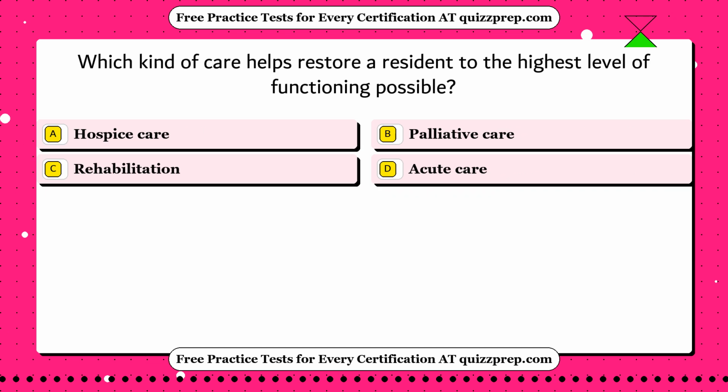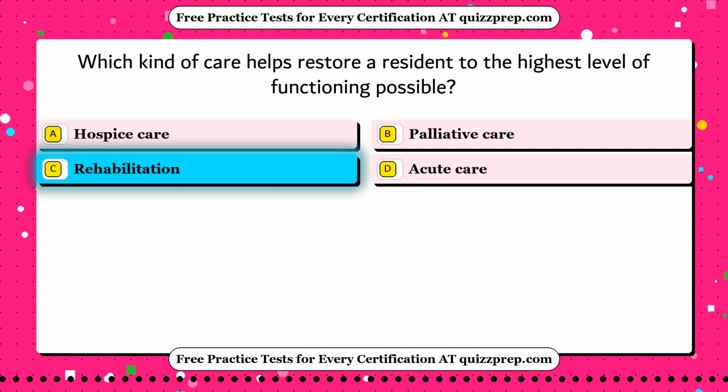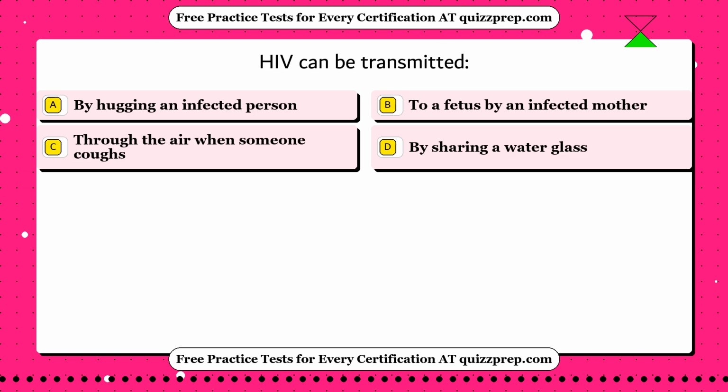Question 66. Which kind of care helps restore a resident to the highest level of functioning possible? Option A, hospice care. Option B, palliative care. Option C, rehabilitation. Option D, acute care. The correct answer is option C, rehabilitation. Rehabilitation involves a set of interventions designed to optimize functioning and reduce disability in individuals with health conditions in interaction with their environment.